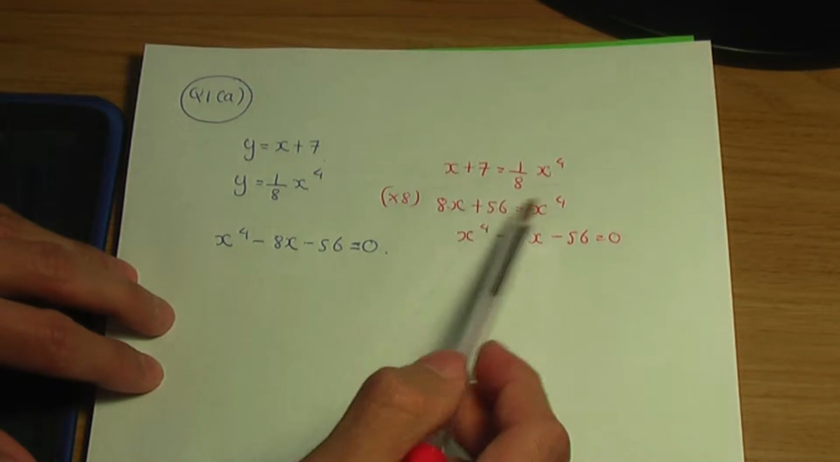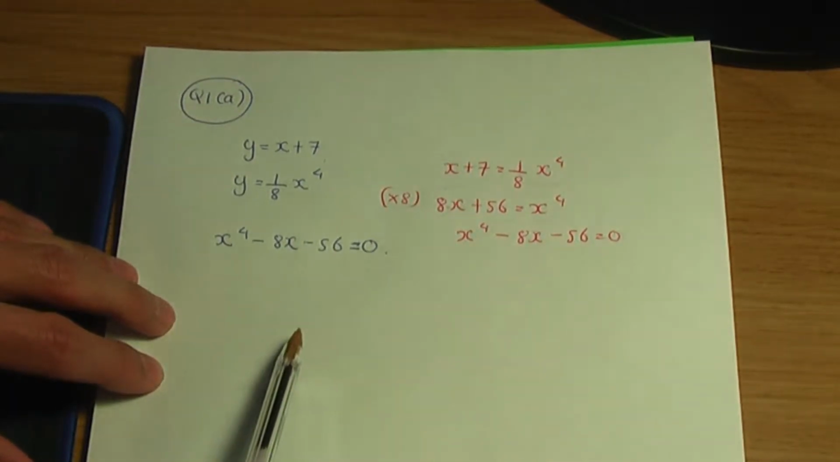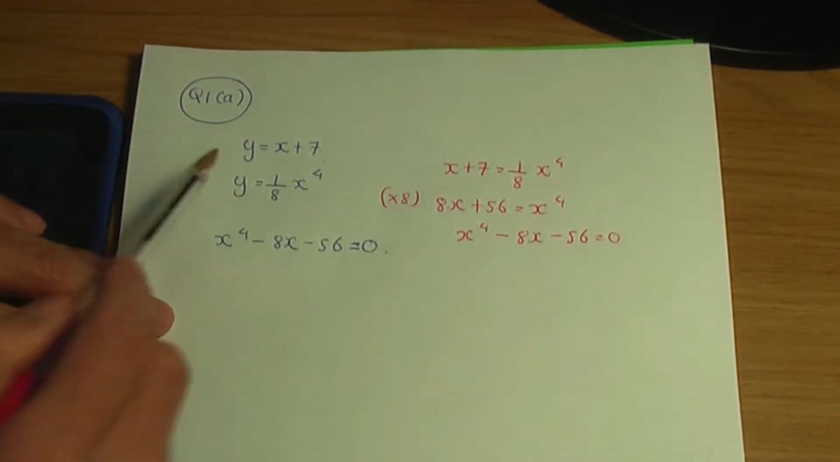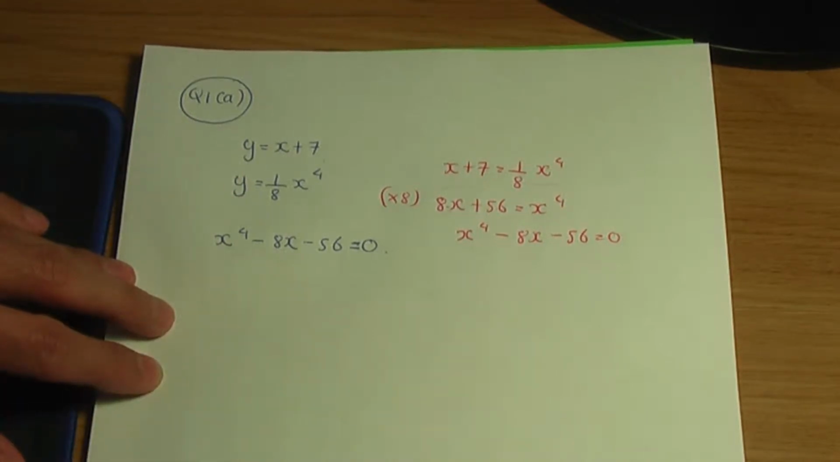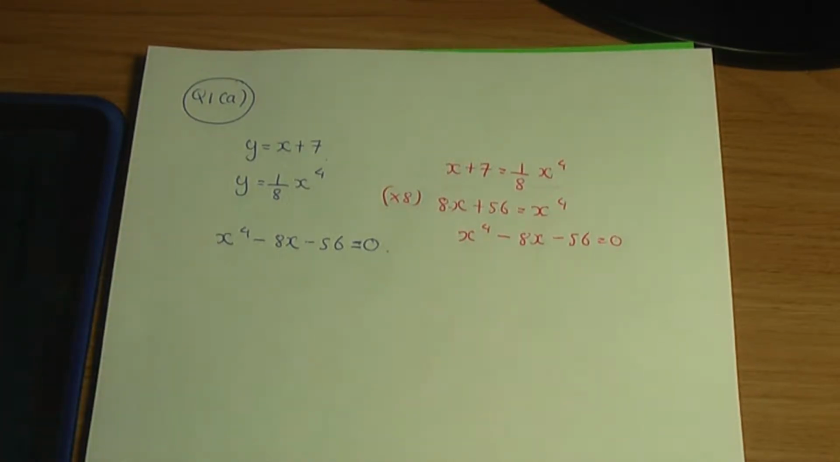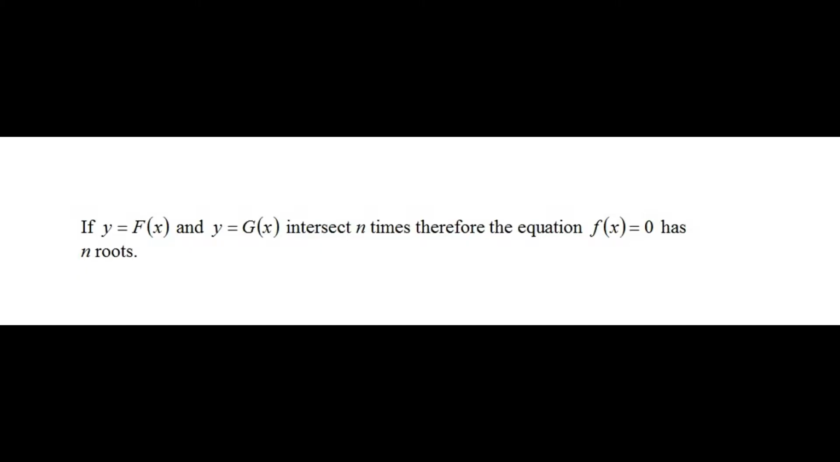Now what is the point of me going through that? The point is that if we can sketch these two curves on one diagram, the points of intersection of these two curves correspond to the number of roots for this given equation. So let me go to this screenshot to remind you of that result. If you have two curves y equals F(x) and y equals G(x) intersecting n times, therefore the equation F(x) equals 0 has n roots.